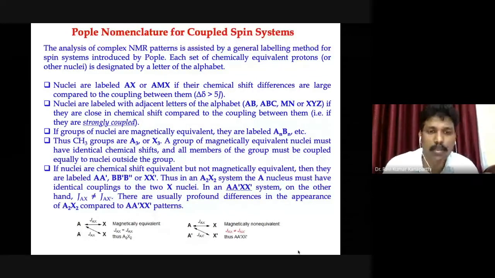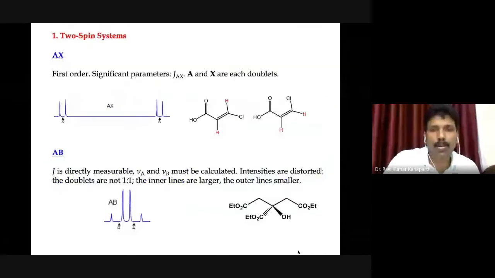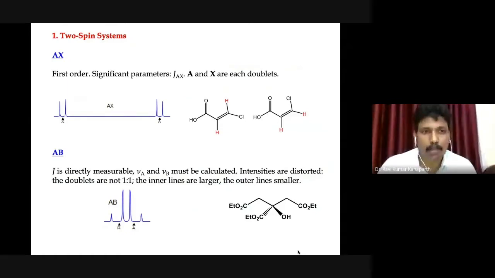When you study the NMR spectra of different varieties of molecules, all of them are classified into these different spin systems. So I'll quickly show some of the spin systems that we come across, along with their examples. That will be helpful when we are interpreting the NMR spectral lines.